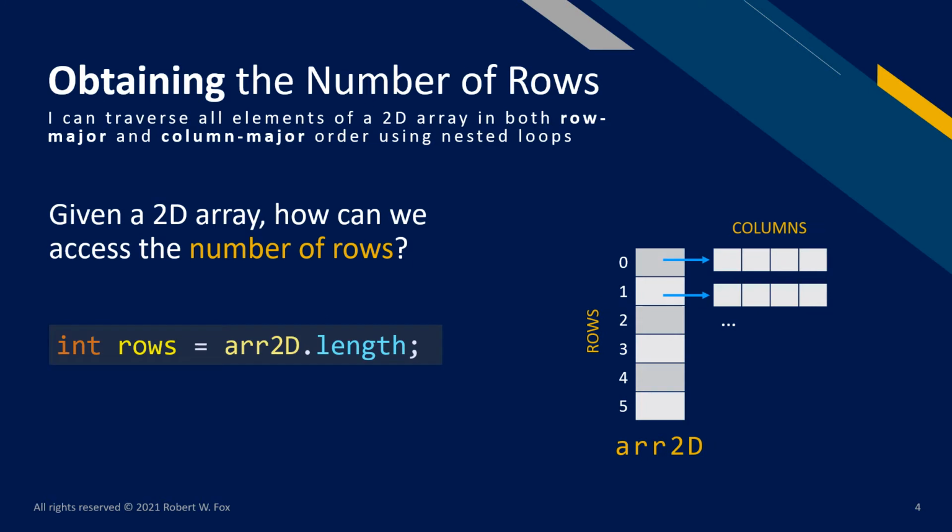The answer to getting the number of rows is that we say the name of our array dot length. To understand why this gives us the number of rows, it's helpful to look at this from the perspective of the fact that a two-dimensional array is really just an array of arrays. So array2D is actually just a single dimensional array, but each element in the array is another array. So when we say array2D.length, we're looking at the length of this array, and the length of this array is in fact the number of rows. For this particular example, the variable rows would hold the number 6 because there are 6 elements in array2D.